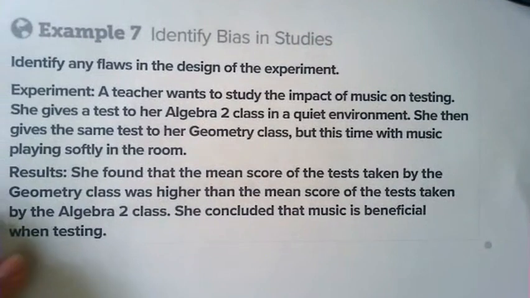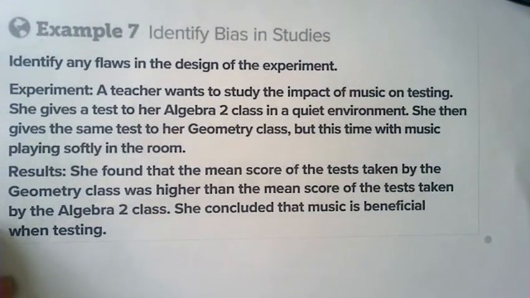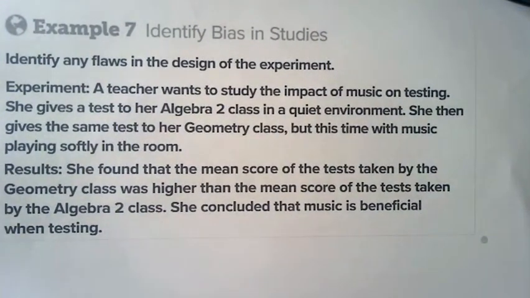Last one here, identify a bias in your study. So can you identify any flaws? Experiment. A teacher wants to study the impact of music on testing. She gives a test in her Algebra 2 class in a quiet environment. She then gives the same test to her geometry class, but this time with music playing softly. Results. She found that the mean score of the test taken by the geometry class was higher than the mean score of the test taken by the Algebra 2 class. She concluded that music is beneficial when testing.